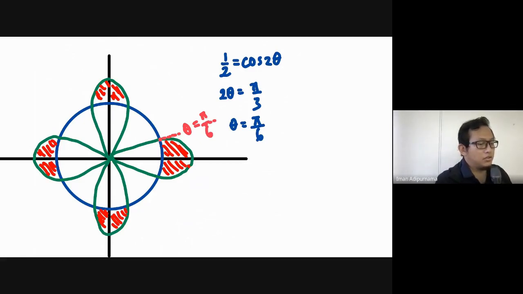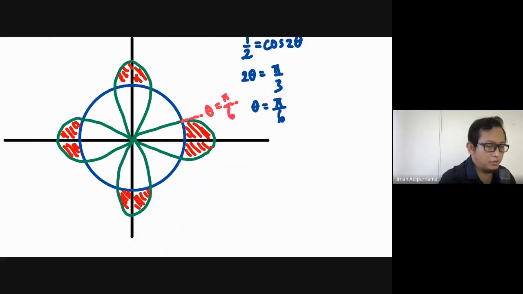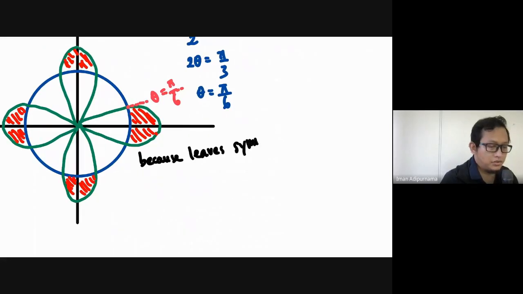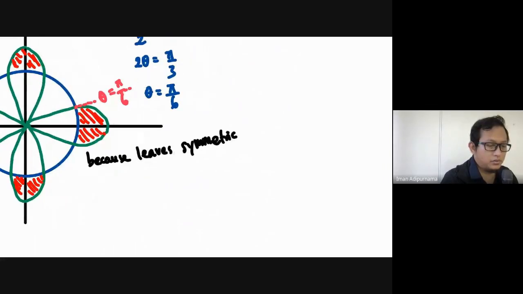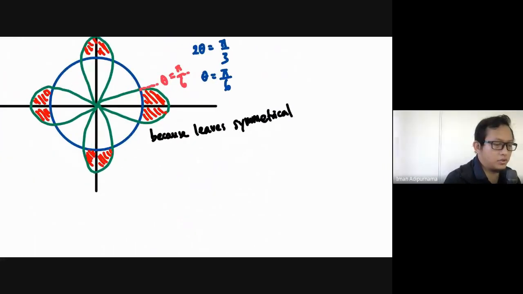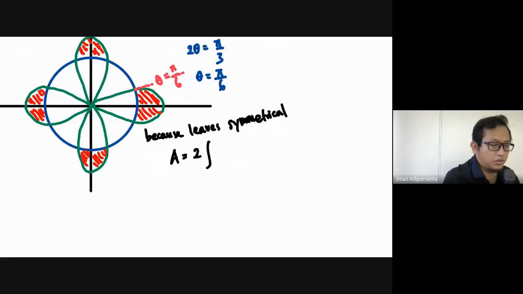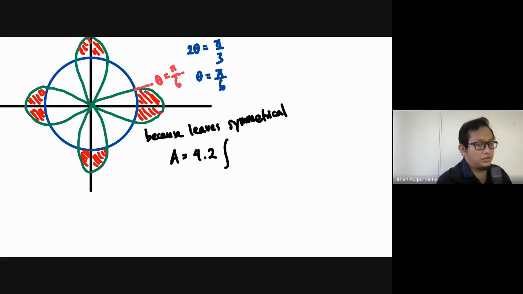Now, because all the leaves are symmetrical, let me write here: because the leaves are symmetrical, which means if you have 1 leaf, then you need to multiply by 2, right? But because you have 4, you need to multiply by 4. So let me write 4 and multiply by 2, and then the integral from 0 to pi over 6.